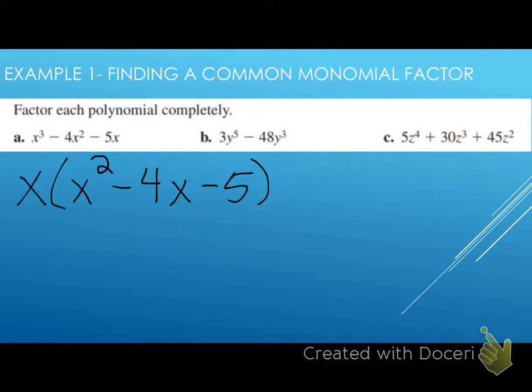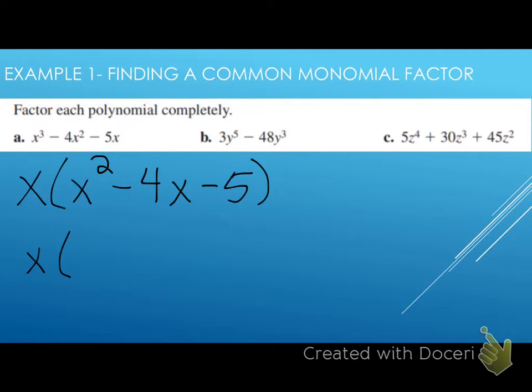So I've got two polynomials now. I've got x, that's one of my polynomials. Another polynomial is x squared minus 4x minus 5. Can either of those be factored further? We can attempt to factor here with our t-chart. Let's try our t-chart for x squared minus 4x minus 5.